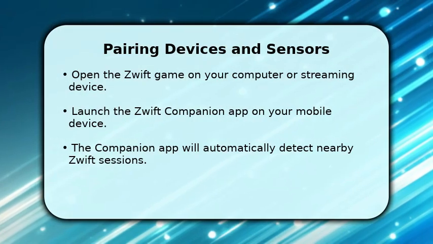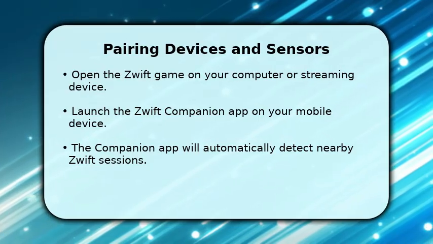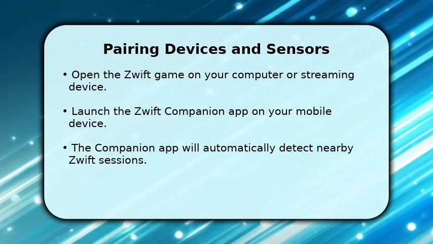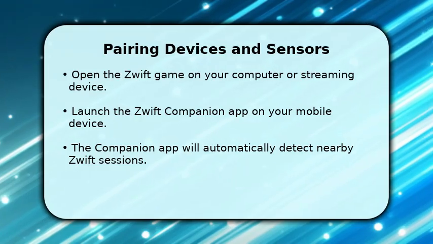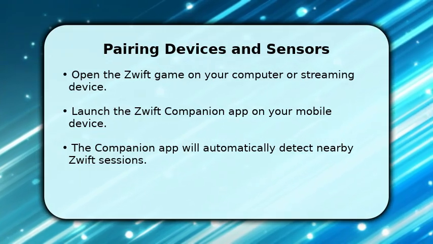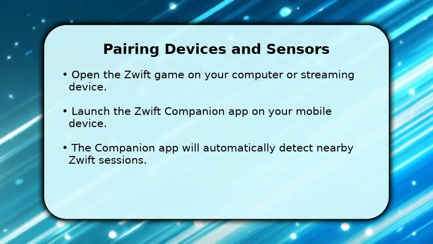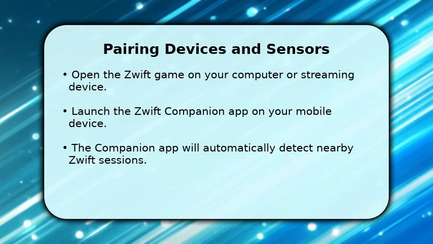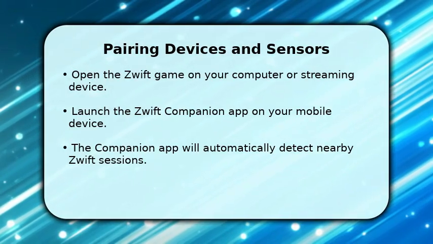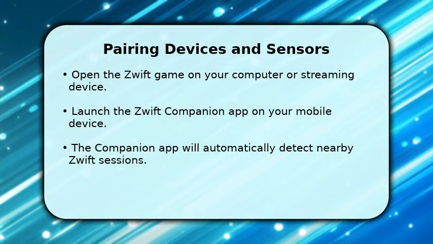Once your Companion app is ready, open the Zwift game on your computer, Apple TV, or other streaming device. Simultaneously, launch the Zwift Companion app on your mobile phone or tablet. The Companion app is designed to automatically detect any active Zwift sessions nearby, typically within a range of several feet.